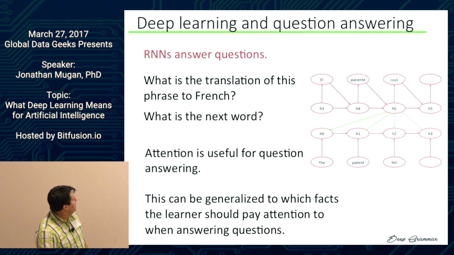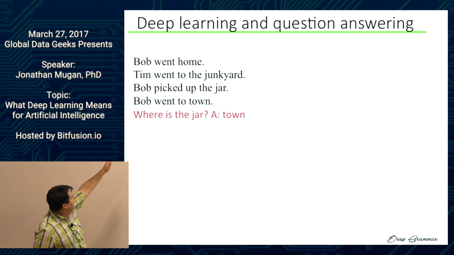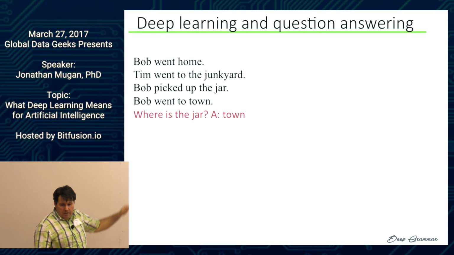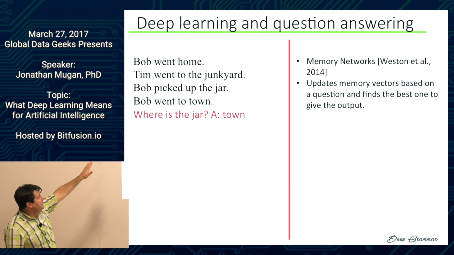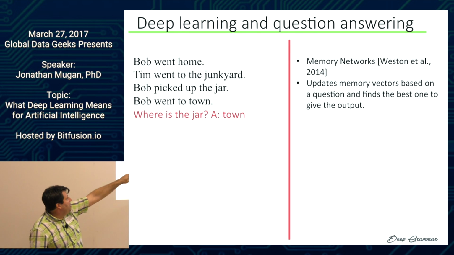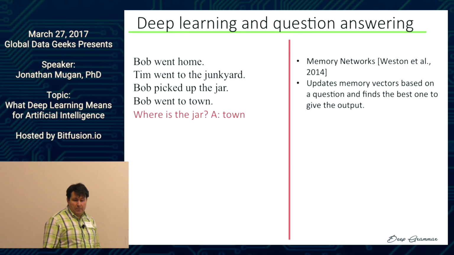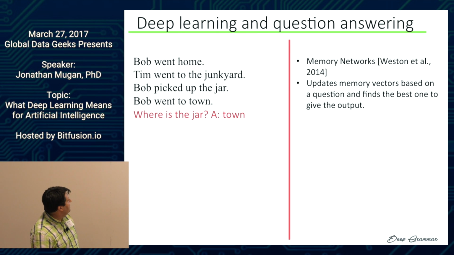So let's look at an example. So we have a bunch of stories kind of like this. Bob went home. Tim went to the junkyard. Bob picked up the jar. Bob went to town. Where is the jar? The answer is town. So as long as we can generate a whole bunch of stories like this, these guys have been able to show that the computer can answer the questions. But you have to have a whole bunch of stories. And we'll see later that I don't think there's a lot of actual understanding going on here. But it's really fascinating stuff.